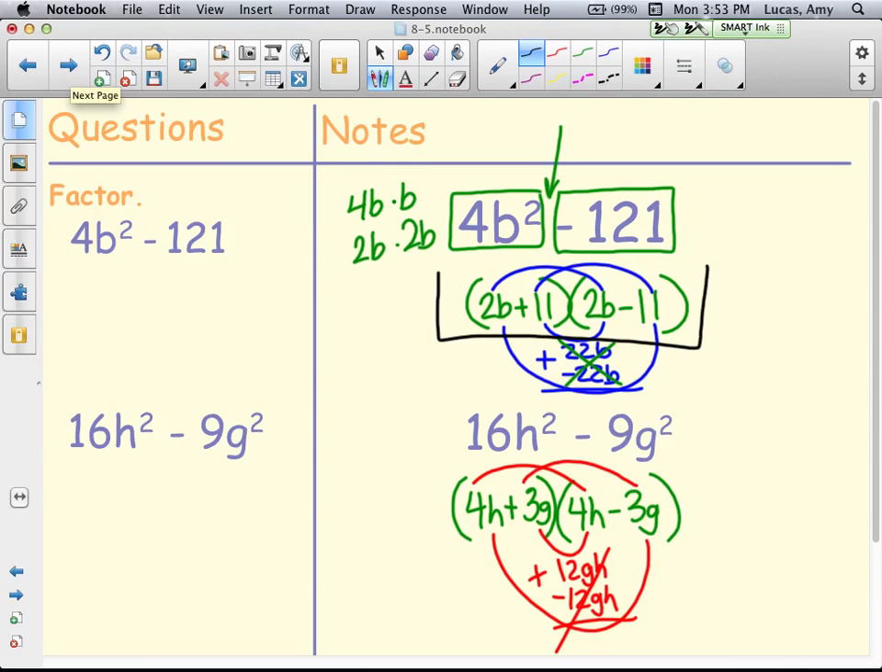So here are our binomials for these two difference of squares problems.